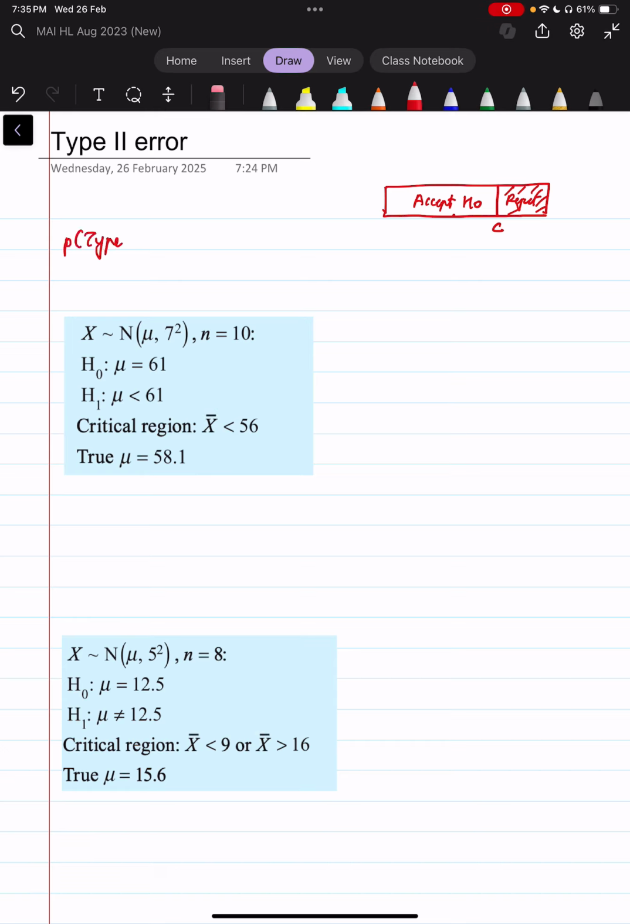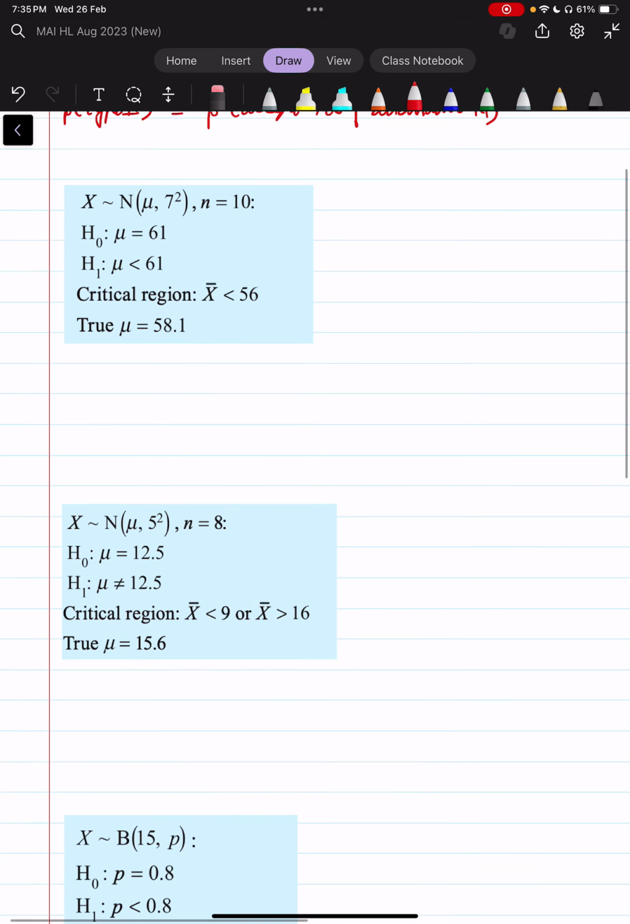So your probability of type 2 error is the probability that you accept H naught, given that the true distribution is the one with the alternative hypothesis being true. So this is what we need to do. Basically, in type 1 error, you found the area of the black region. Here you need to find the area of the white region with a new mean. Just remember that, so it will become easier for you to do.